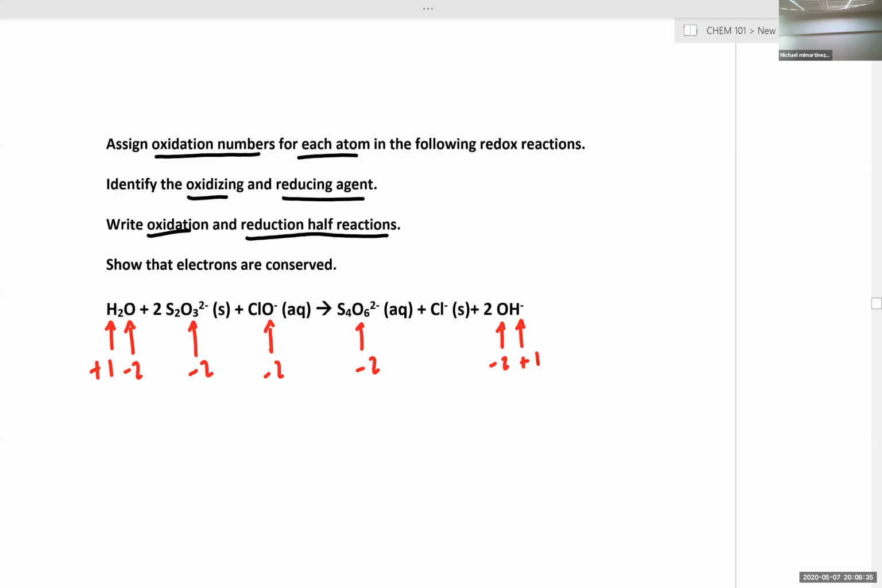Okay, now let's do the easy ones. What's the oxidation number of chlorine in chloride? Or more specifically, what's the charge of chloride? -1, yep, exactly right. Okay, so let's keep going now.